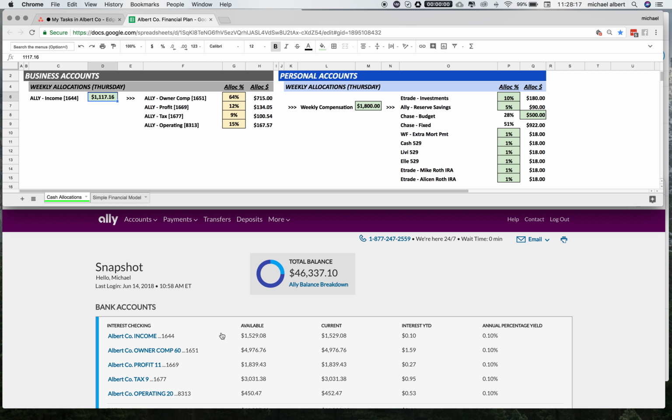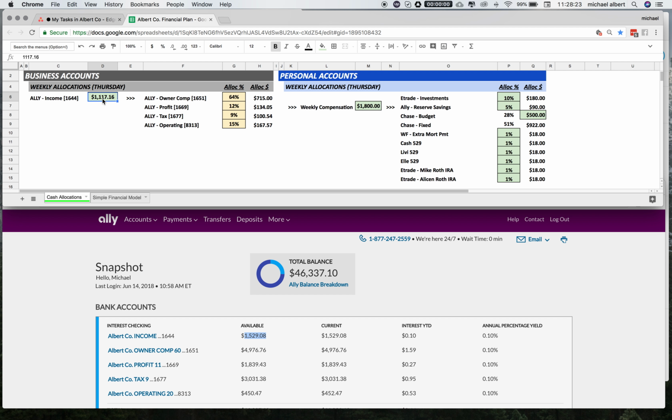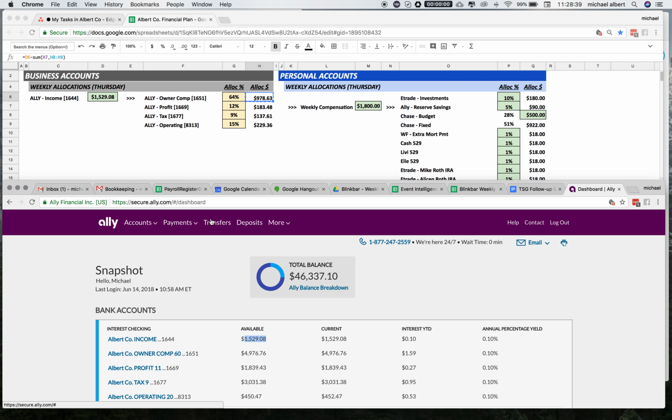So first thing I do, I log into my bank account. Look at my income account, and the available balance goes into this cell right here. And then based on my allocations that I have set for the quarter, it's going to tell me how much to transfer to each account to zero out that income. So first transfer is to owner comp for 978.